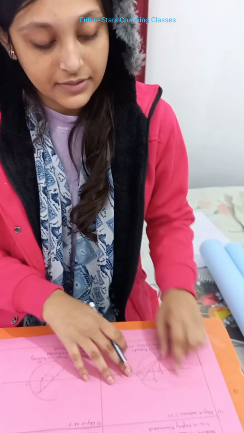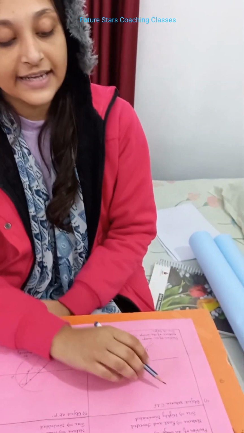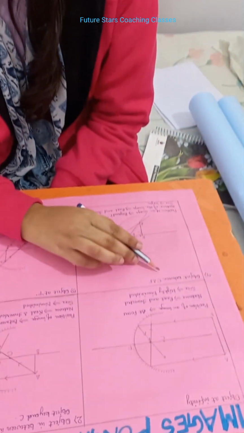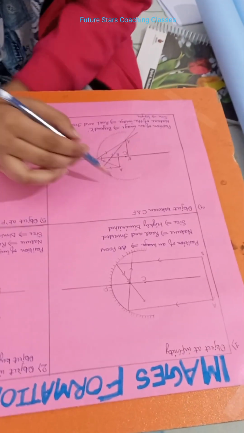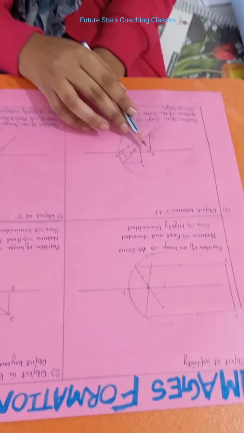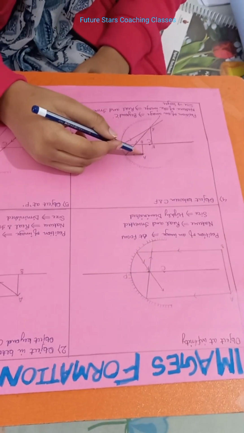C and F, okay. So here is the fourth case. The fourth case is where we are keeping the object between C and F. Here we can see we are keeping the object between C and F. Here we can see A and B.